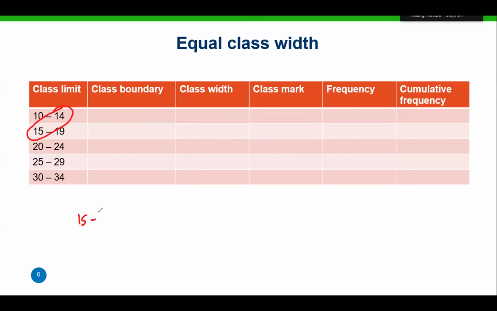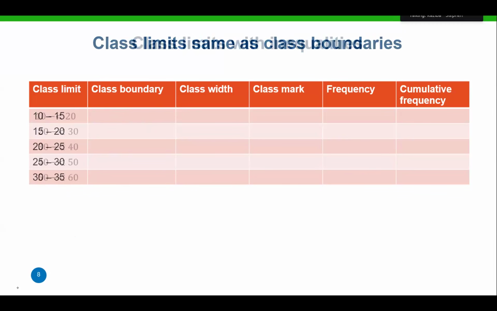You say 15 minus 14 divided by 2, which is 1 out of 2, which is 0.5. That means when you are getting your class boundary, you will say 10 minus 0.5 to 14 minus 0.5, and then you get that particular answer. Then you are going to meet classes that are like this. You may meet, and when they are testing you, you may meet a class like this.